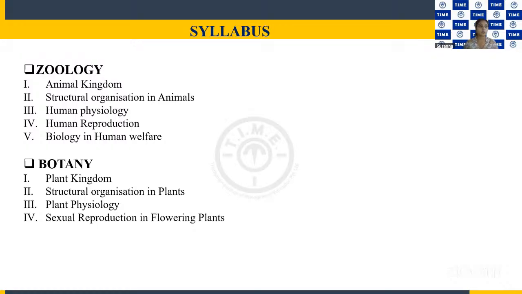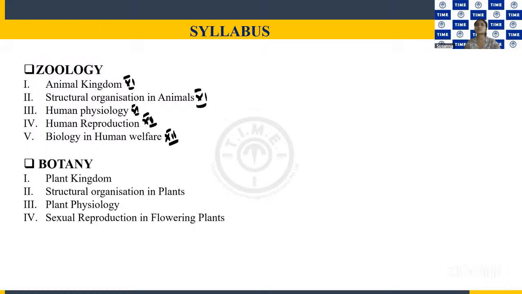Zoology, when you look, we have animal kingdom coming under zoology as the first topic. We deal with this in class 11. Then we have structural organization in animals, again a class 11 topic. Human physiology, again a class 11 topic. Then human reproduction, a class 12 topic. Then biology in human welfare, a class 12 topic. So these are basically the zoology topics which come for the NEET exam when the biology syllabus is considered.